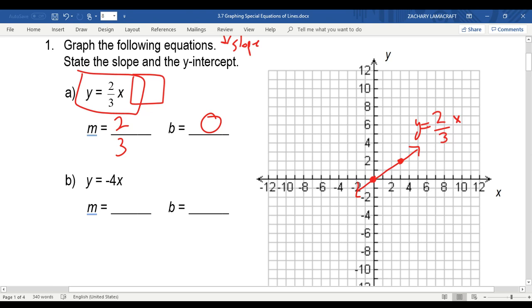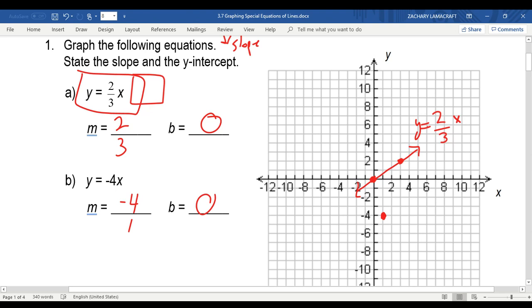For our next one, what's our slope? -4. And for our sake, we would almost want to say that it's -4 over 1. And then b would be 0. Where's our first point? Origin, or 0, 0. And then it's -4 over 1. So what's our rise? 1, 2, 3, 4. And our run being 1, or positive 1. So our dot would be right there.